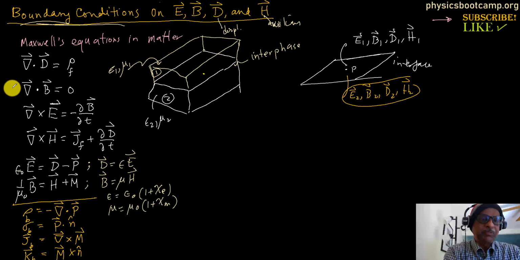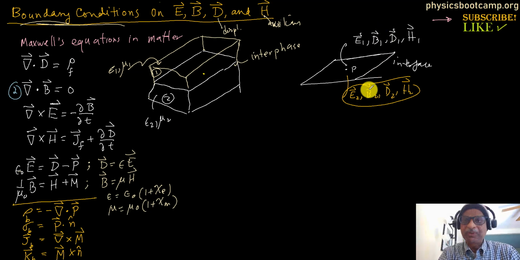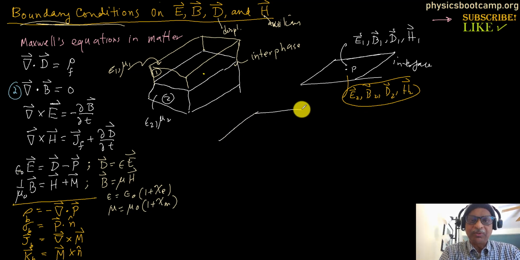All right. So I'm going to start with set number 2. I want to relate B1 and B2. To relate that, I'm going to think of a little pillbox that goes above and below the interface, and this P is right at the boundary here.